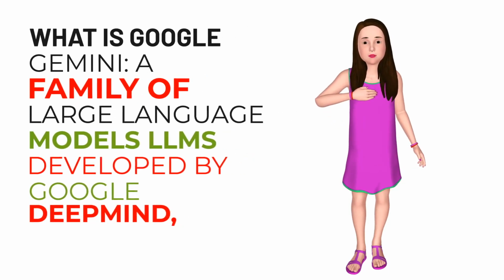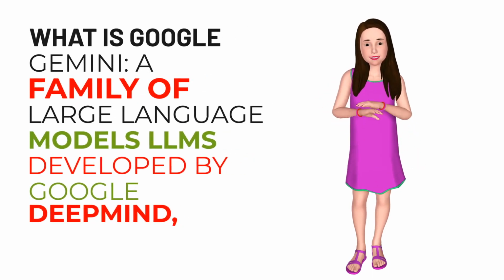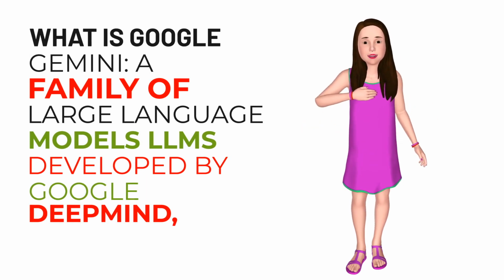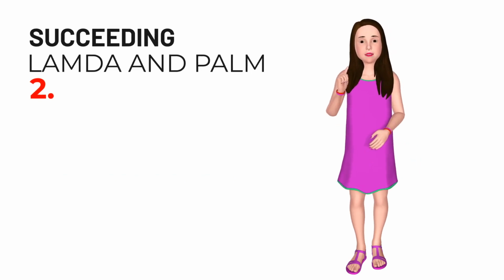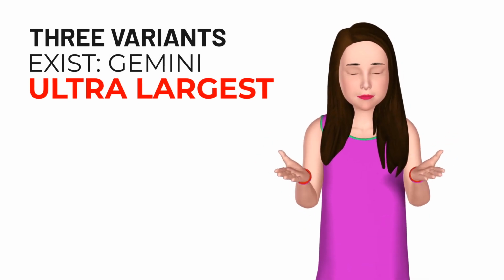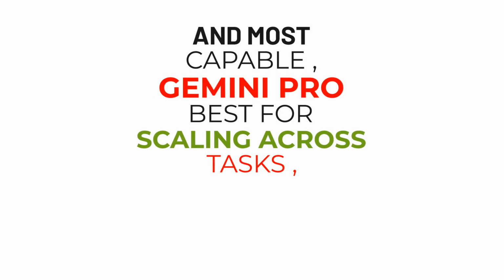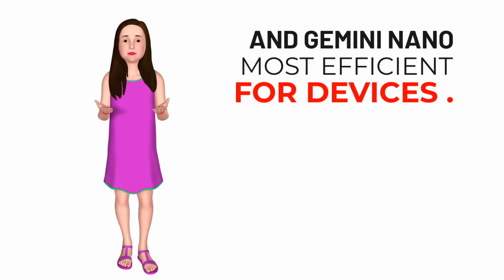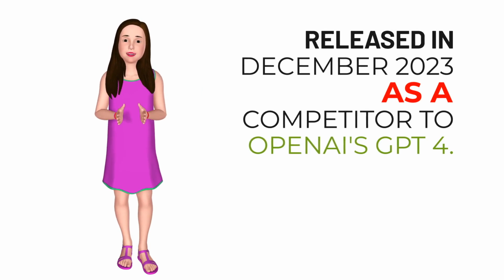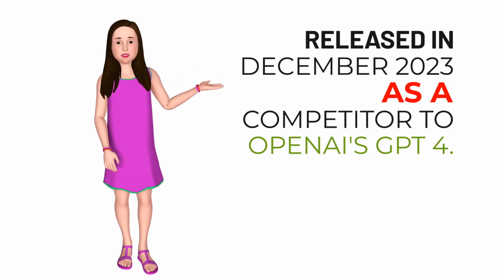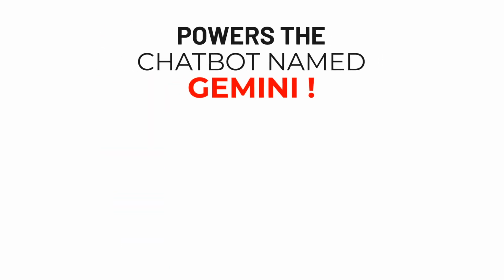What is Google Gemini? A family of large language models (LLMs) developed by Google DeepMind, succeeding LaMDA and PaLM 2. Three variants exist. Gemini Ultra, largest and most capable. Gemini Pro, best for scaling across tasks. And Gemini Nano, most efficient for devices, released in December 2023 as a competitor to OpenAI's GPT-4. It powers the chatbot named Gemini.